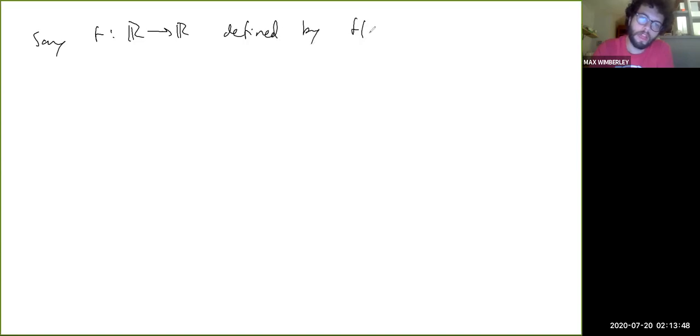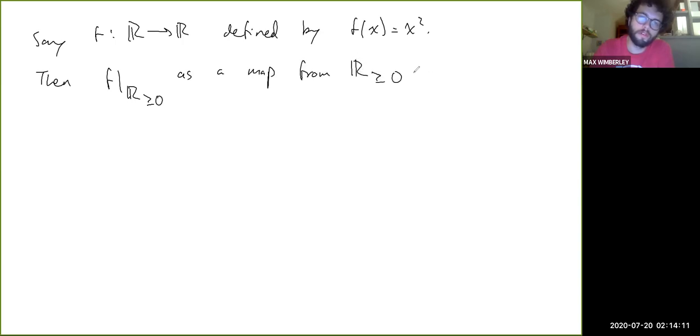I want to tie a couple of things together now with these examples. So say F is defined from R to R, F of X equals X squared, right? Then F restricted to R greater than or equal to 0, as a map from R greater than or equal to 0 to R greater than or equal to 0.